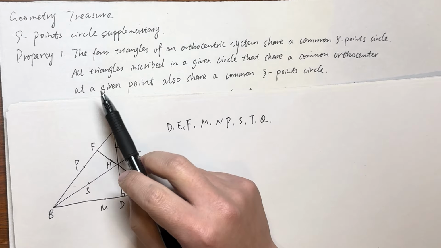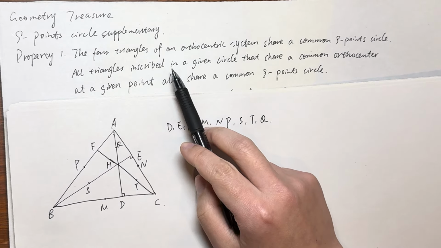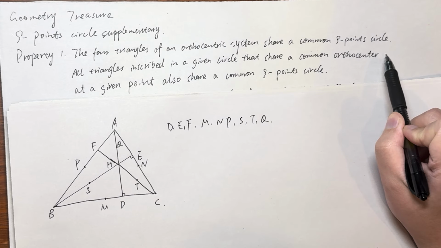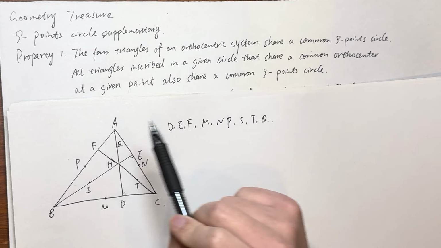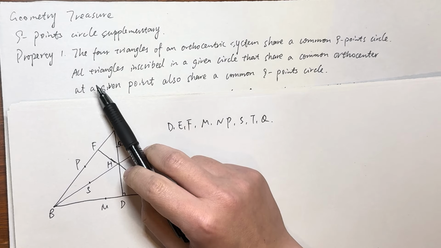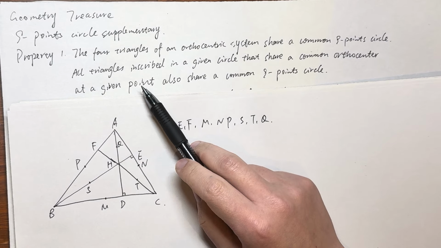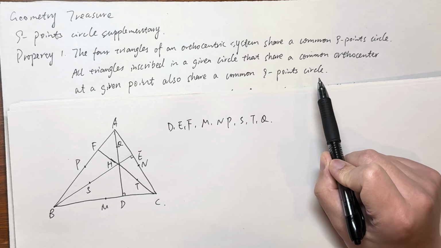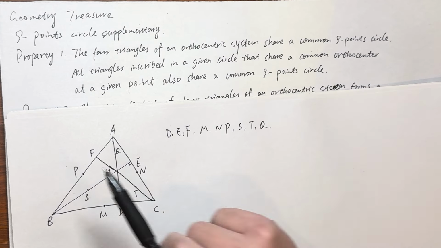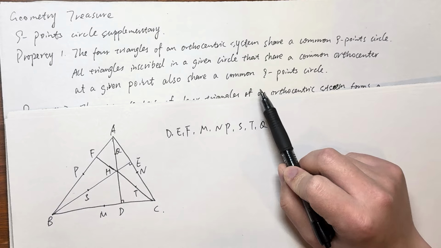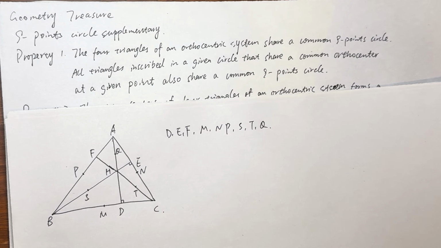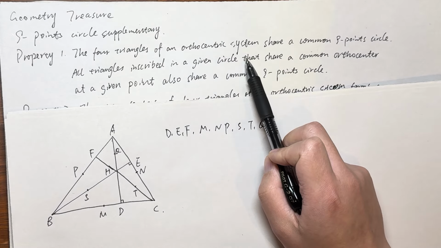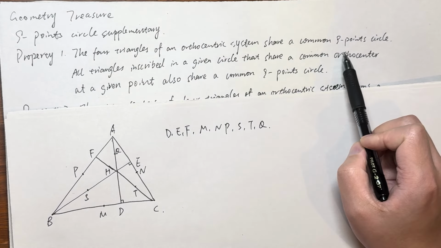Now let's see property 1. The 4 triangles of an orthocentric system share a common 9-point circle. That's the first claim. And the second claim is all triangles inscribed in a given circle that share a common orthocenter at a given point also share a common 9-point circle.